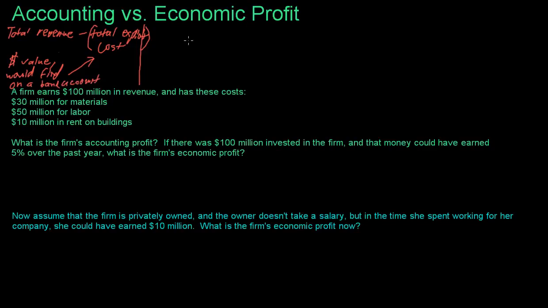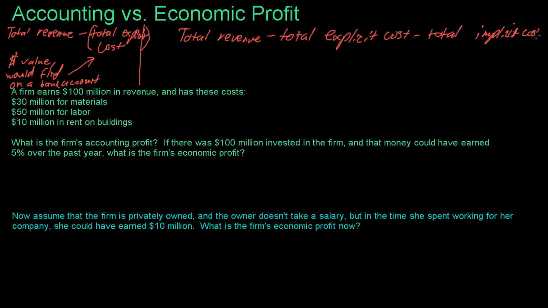Now, economic profit is a little bit more precise than that. So economic profit is total revenue minus total explicit cost, just like accounting profit, and then also minus total implicit cost. So we already know what explicit costs are. These are things that have a dollar amount and are written down on a piece of paper somewhere, either in a bank or on a credit card or whatever. But we haven't talked about implicit costs yet.